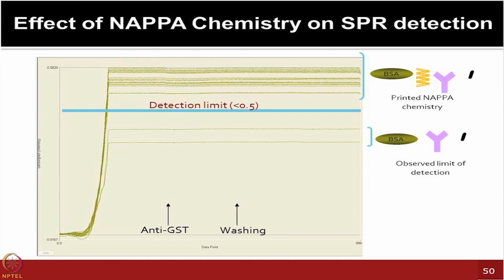So if you add the anti-GST antibody and you want to measure the binding of anti-GST with the GST protein, then probably you have no room here to see where the binding is happening, because it's already passing beyond the response unit of the equipment. So the next thing was whether the same NAPA chemistry can work here, probably not.